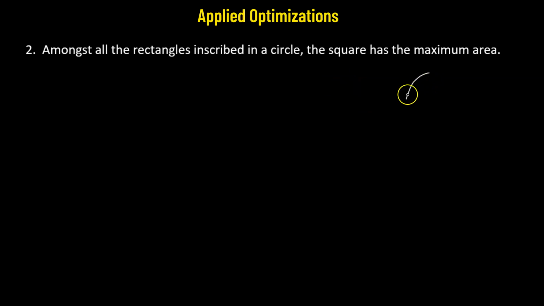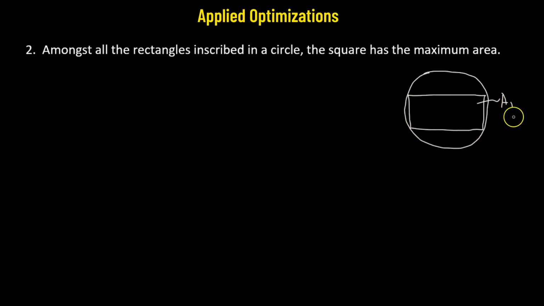That means that we have a circle of certain radius, then different types of rectangles can be inscribed within the circle. So we have a rectangle. Let's say this area is A1. We'll consider another rectangle whose area is A2. And we'll consider a third type of rectangle, which is actually a square.